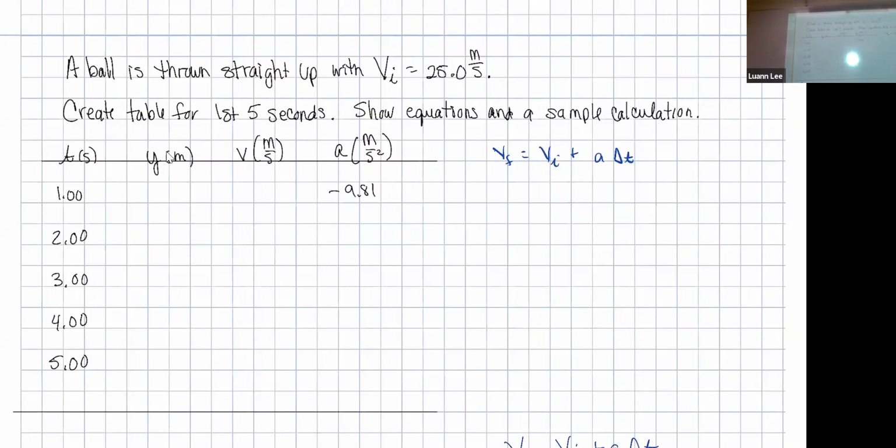Wait, so you want to calculate all these? Yeah. Right now, yes, I'm going to calculate it right now. Just so I'm not doing it all wrong, the first one I got 15.2. For velocity, yes. And is it positive or negative? Positive. It went up, right? Yes.